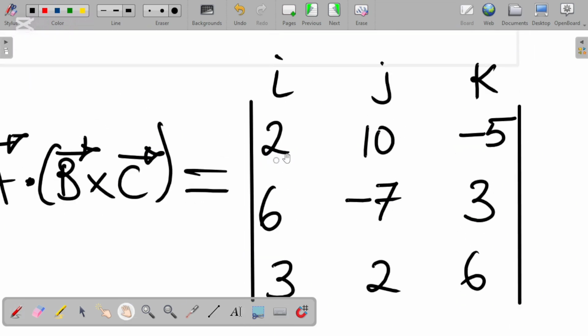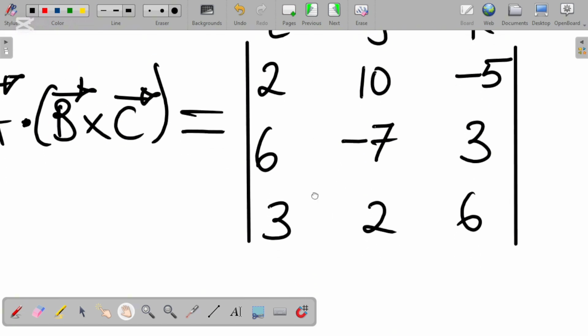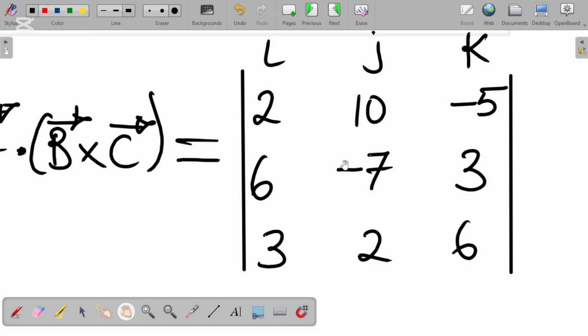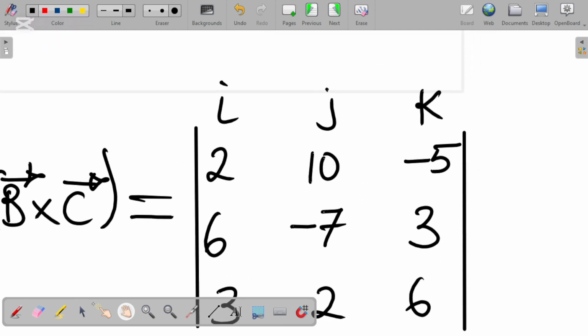Alright, so at this point, we are going to find the determinant of this matrix. This is a 3 by 3 matrix. So how do we find the determinant of this matrix? Now we can erase this. Remember, in the matrix, here is plus, here is minus, and here is plus.